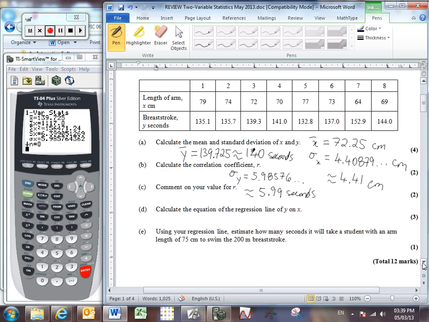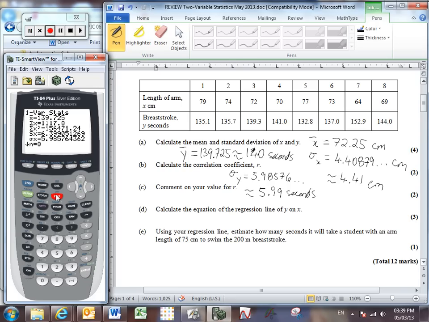Part B, calculate the correlation coefficient R. Alright, so we'll press stat, calc. Oh, I forgot, I haven't turned on my diagnostic. So let me quit. Now if you've got a new operating system, you can just press mode and go upwards, and you'll find that they're easy to turn on your stat diagnostics here. Go to on. Done. And now I can quit.